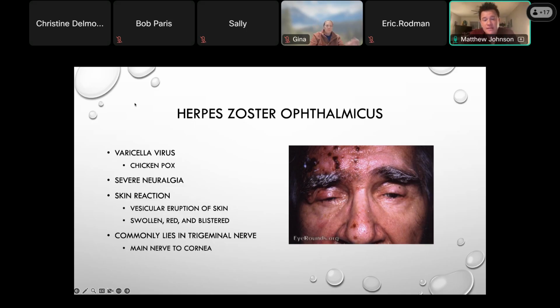So if you've ever had zoster, it's very painful. This is shingles. You get severe, severe nerve pain. It is so much worse than a cold sore. You get this vesicular eruption of skin, and honestly, it's just as dramatic as that sounds. These scabs that form are extremely painful. They start with the nerves and then burst outwards through the skin. Again, very painful. It's very swollen, red, and blistered. And again, it commonly lies in the trigeminal nerve, just the main nerve right to the cornea. And it's extremely, extremely painful.